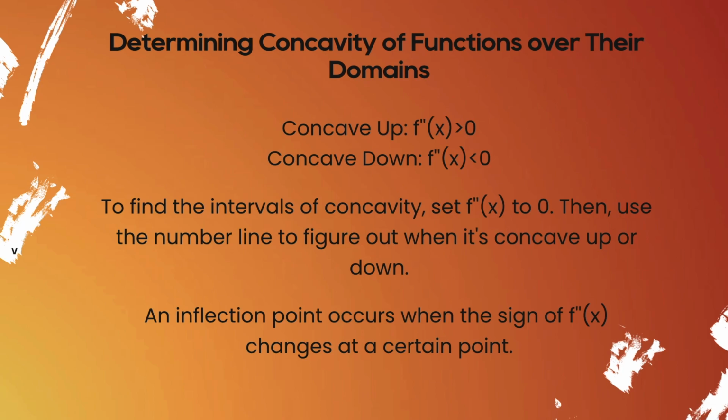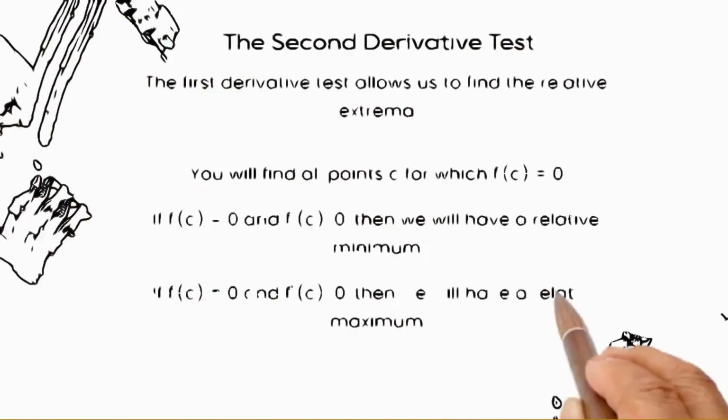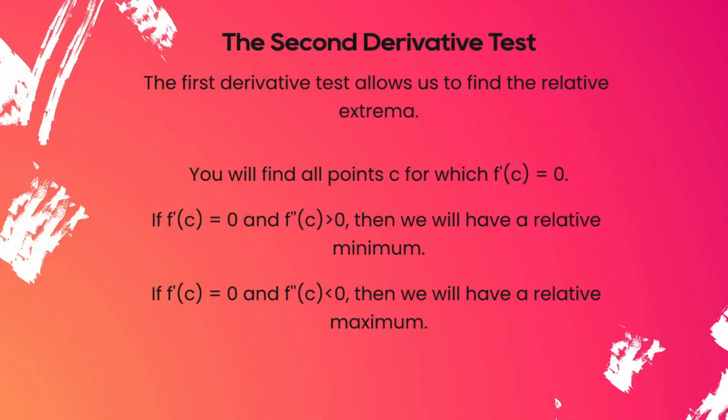And then an inflection point occurs when the sign of the second derivative changes at a certain point. Now the second derivative test. So the first derivative test allows us to find the relative extrema. Now the second derivative test also lets us do that, but it's a little different.